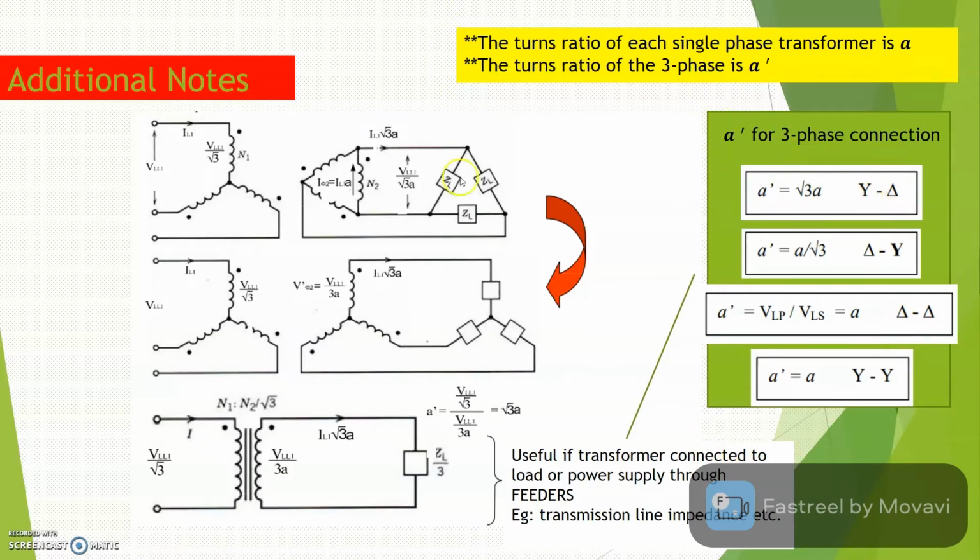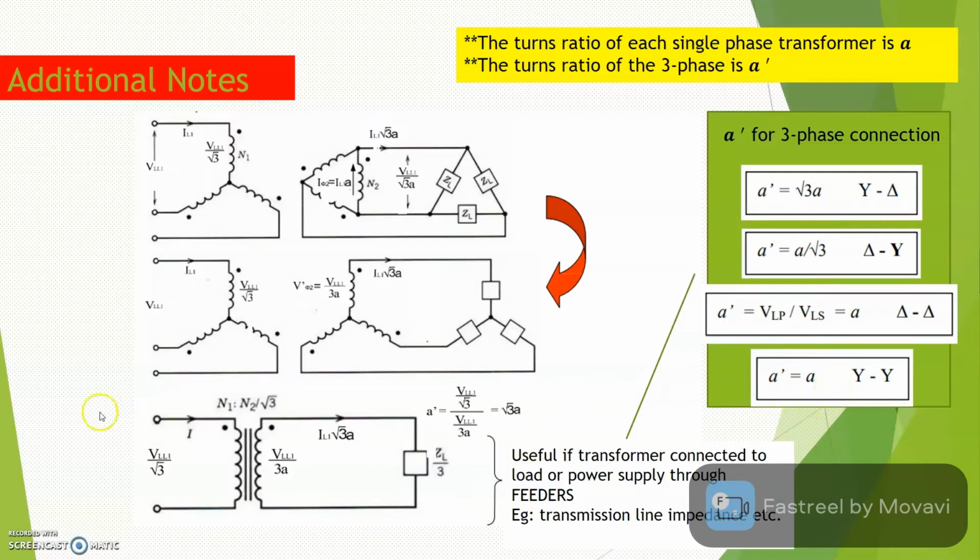Usually, let's say you have a topology of Y to delta, so A prime will be equal to square root 3 multiplied with A. And then if you have a topology of a delta to Y connection, this is the formula of the A prime, where the turns ratio of the three-phase A prime will be equal to A divided by square root 3. Let's say you have a topology of delta delta, so A prime will be equal to A, and same goes to the YY configuration. A prime will be equal to A as well.